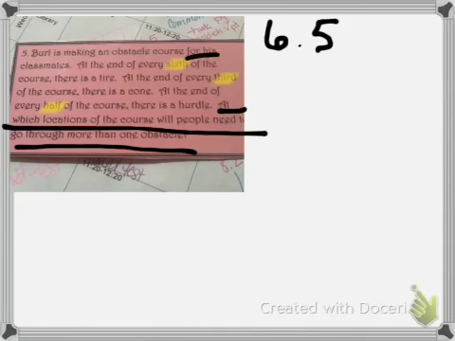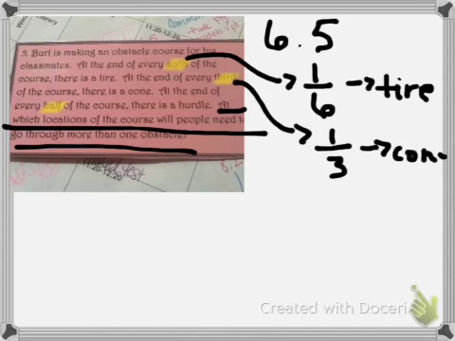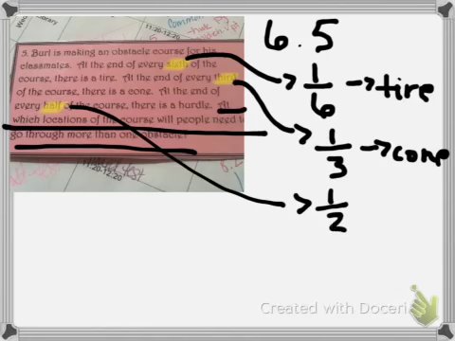So the first thing I like them to do is go to the sixth and actually write the fraction 1/6, and know that's for a tire. That the third, which they should think of as this fraction, is where there's a cone. And that every half there is a hurdle.